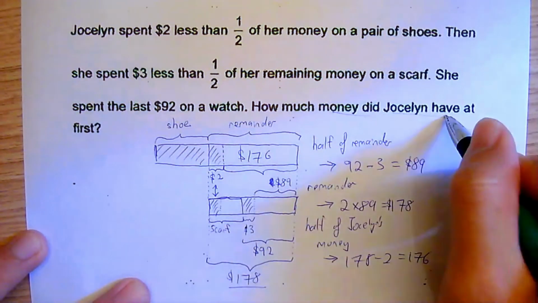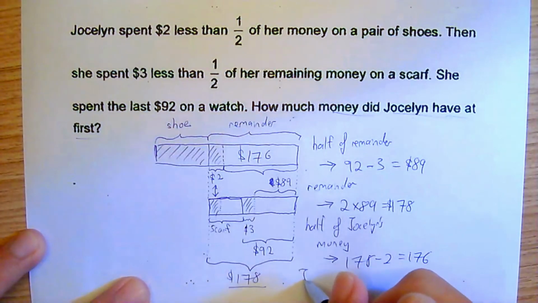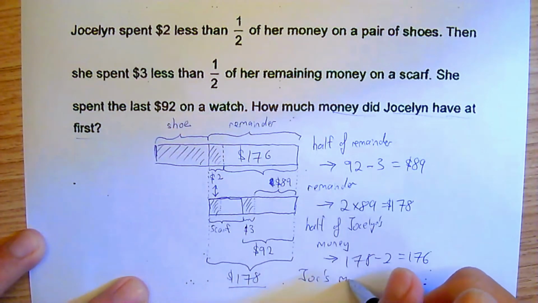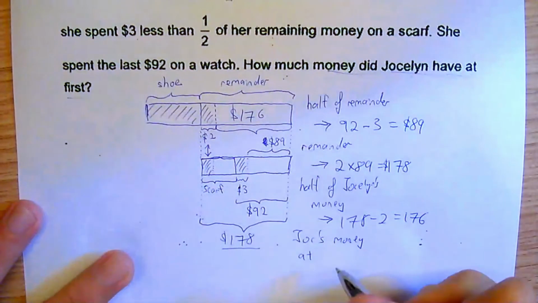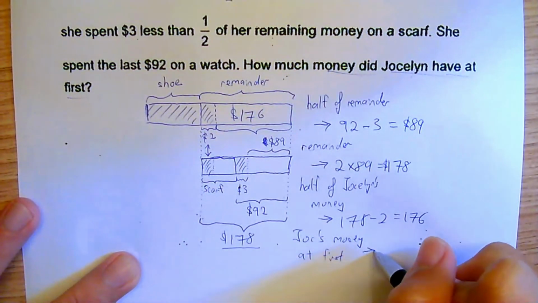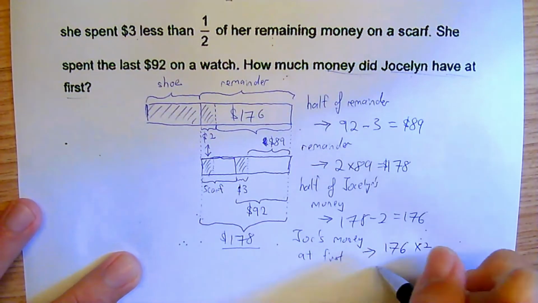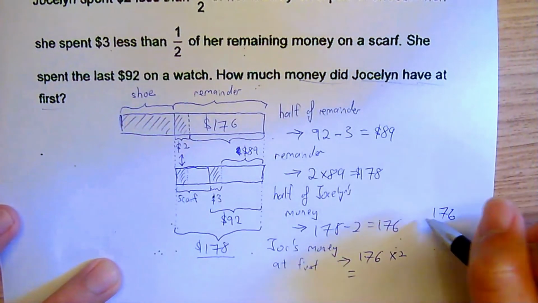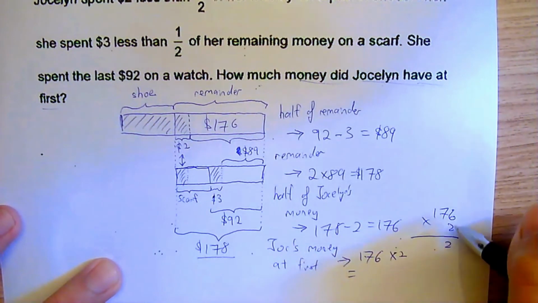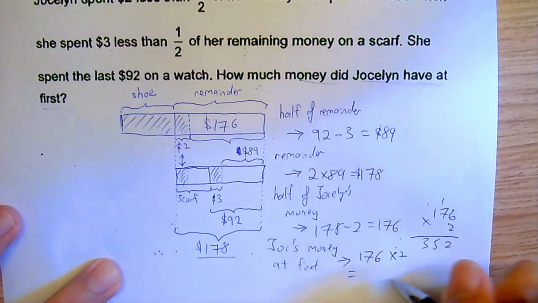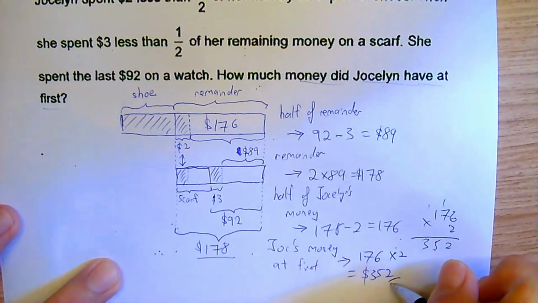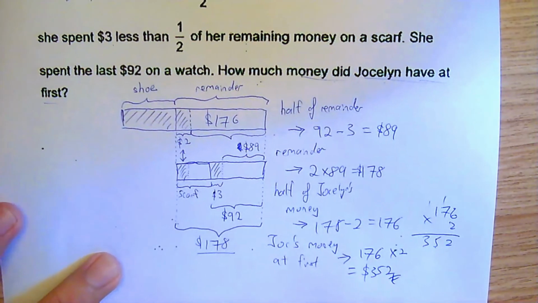So how much money did Jocelyn have at first? I'm going to put Jo's money at first. It will be 176 multiplied by 2. 2 times 6 is 12. 2 times 7 is 14, plus 1 is 15. 1 times 2 plus 1 will be 3. So it's $352. This is how you're going to do it.